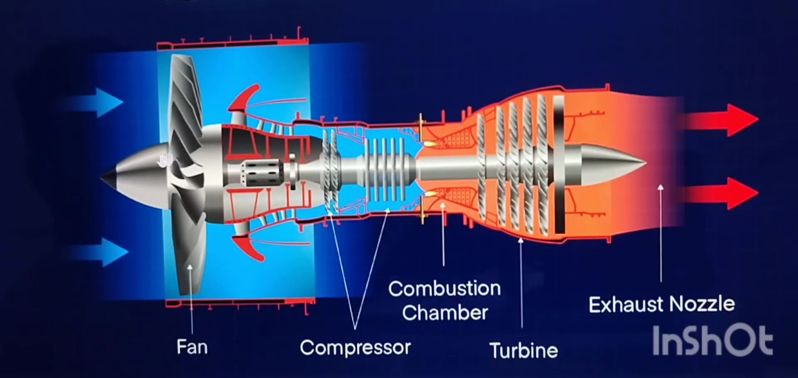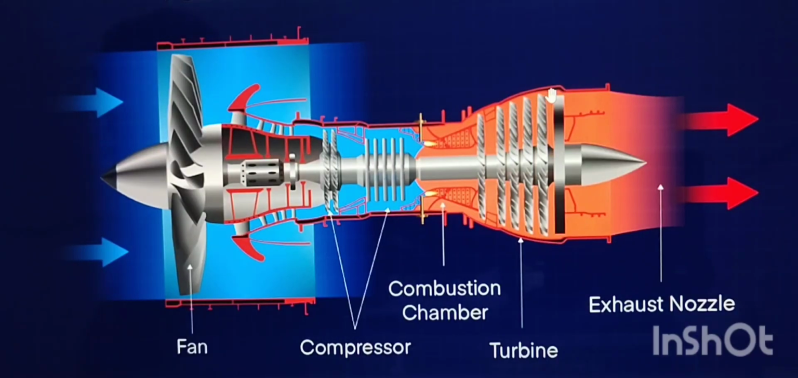Guys, this is the diagram of a turbofan jet engine. We mostly use this type of engine in passenger aircraft like Airbus and Boeing. So this is the conventional diagram of the turbofan engine. The main purpose of this turbofan engine is to produce thrust, because thrust is the force given by the engine to the airplane to move forward.